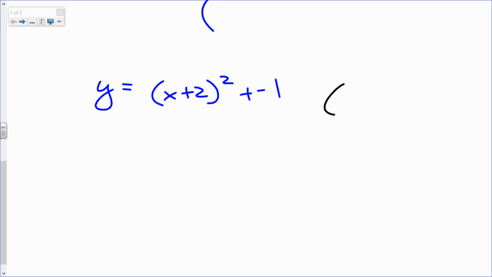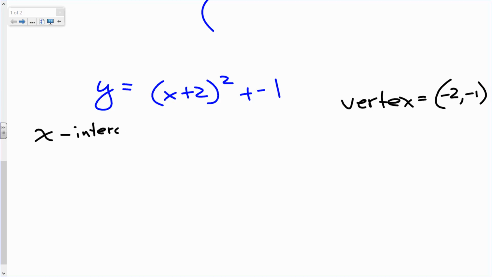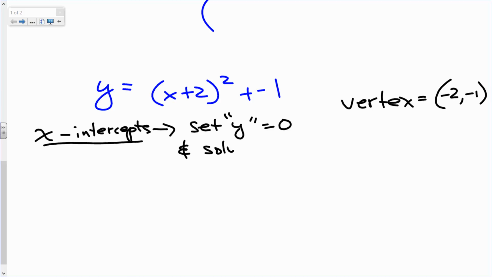So we already know the vertex. The vertex is equal to -2, -1. We already plotted that, right? -2, -1. Now we're going to find the x-intercepts. Find the x-intercepts. Set y equal to 0 and solve for x. Let's do it.